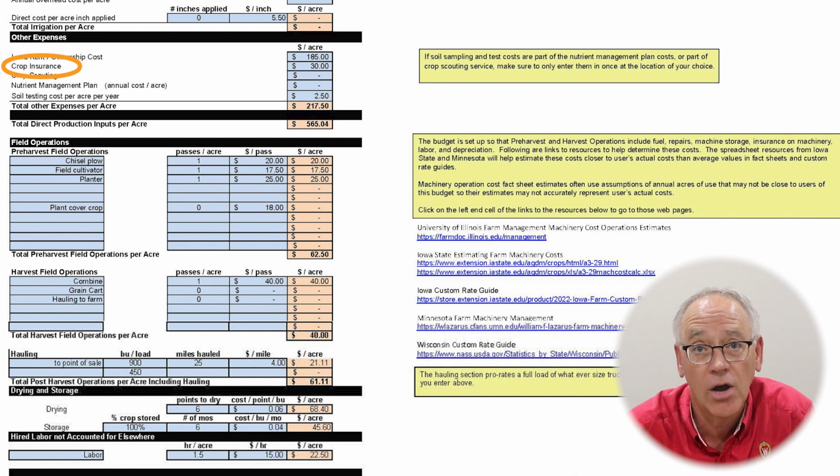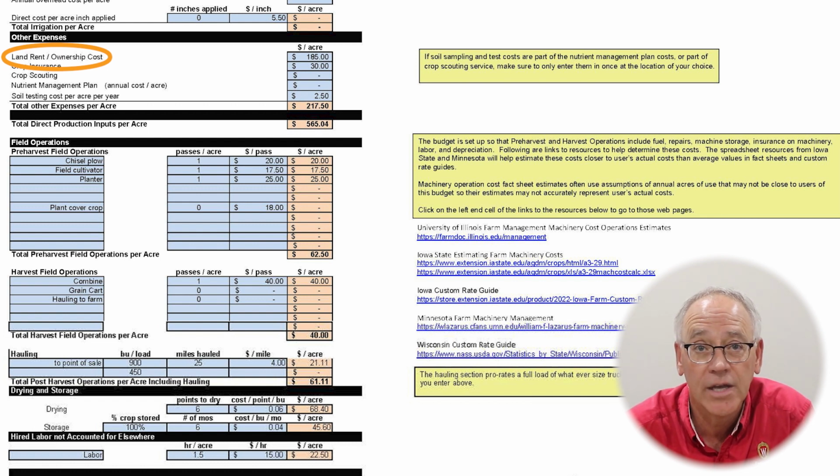Crop insurance is a cost that needs to be considered. It's very specific to crop production and the crop that you're producing. Land costs can sometimes get complicated where we're looking at cash flow. If you're renting acres, you can just consider what the cash rent per acre is.